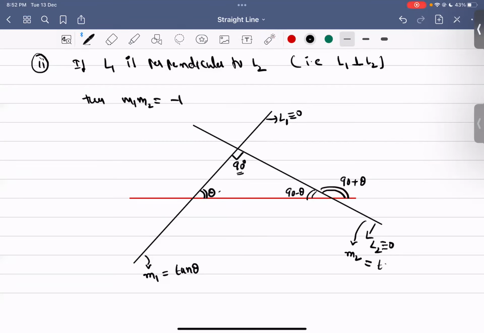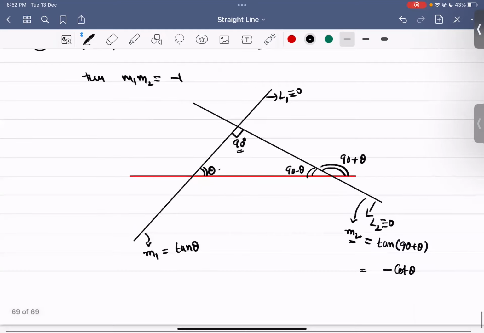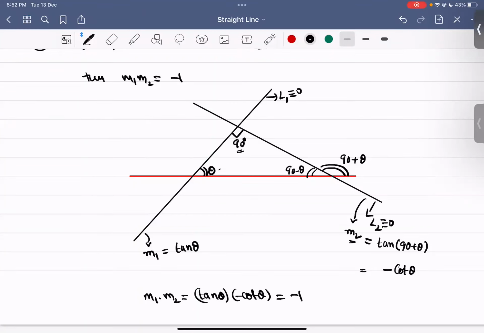The slope of the line is tan of the angle. So M2 is equal to tan of 90 plus theta. What is tan 90 plus theta? In the second quadrant it becomes cot, and tan is negative in the second quadrant, so minus cot theta. Therefore, the slope of the first line M1 is tan theta and M2 is minus cot theta. The product of the slopes is tan theta into minus cot theta, which is equal to minus 1. Therefore, M1 M2 is equal to minus 1.